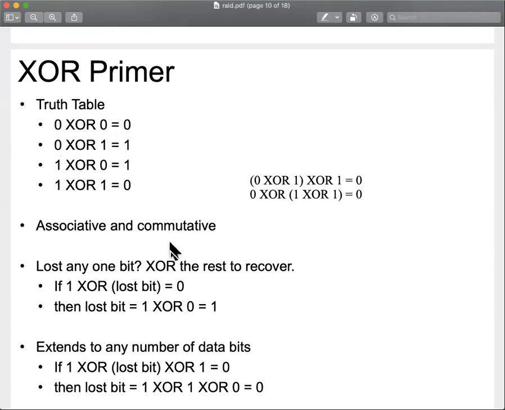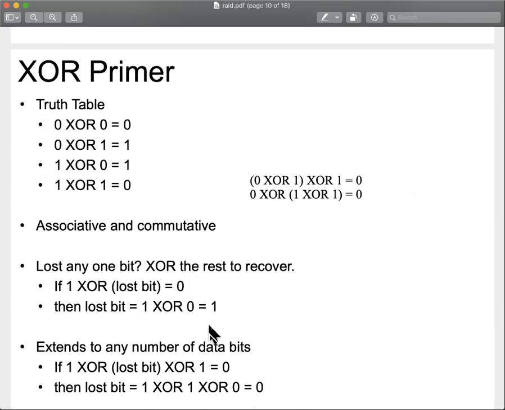So this parity information is associative and commutative. What that means is that if you have more than 2 bits that you're doing an XOR operation on, it doesn't matter what order you do the XOR operation in, the result would be the same. That's associativity. Commutativity means that you can take part of the left-hand side to the right-hand side, and the equation will still hold. All right. So this is very useful, as we will see.